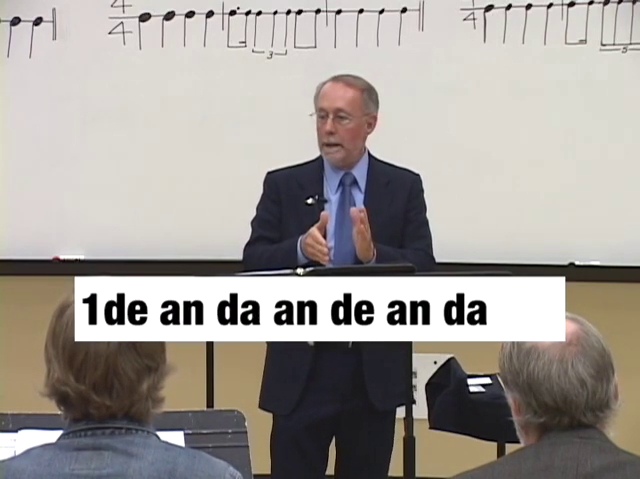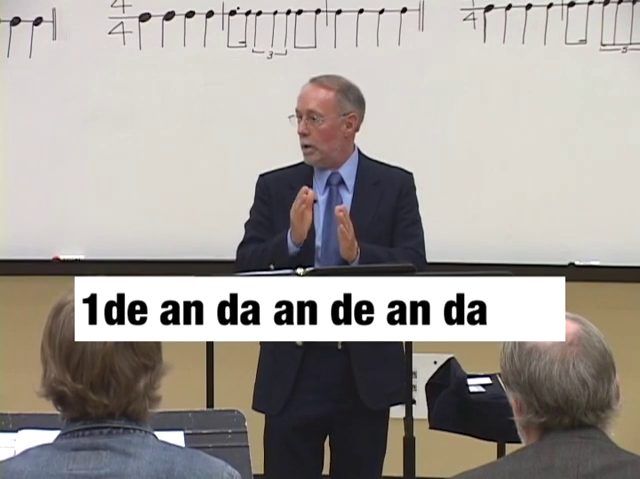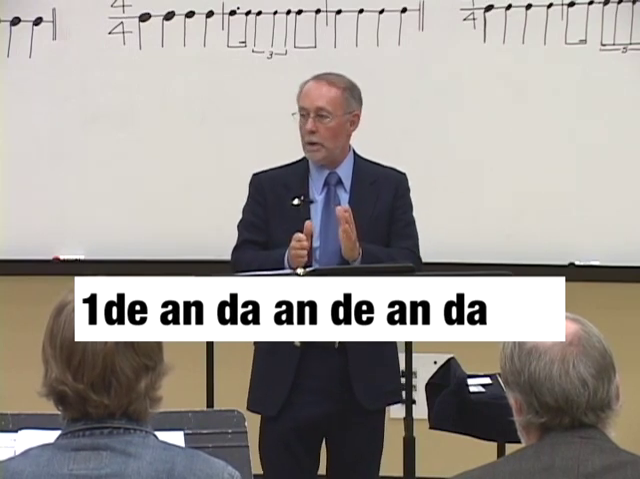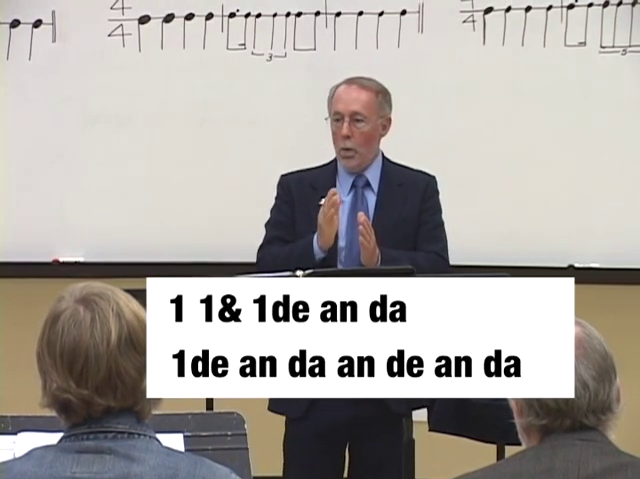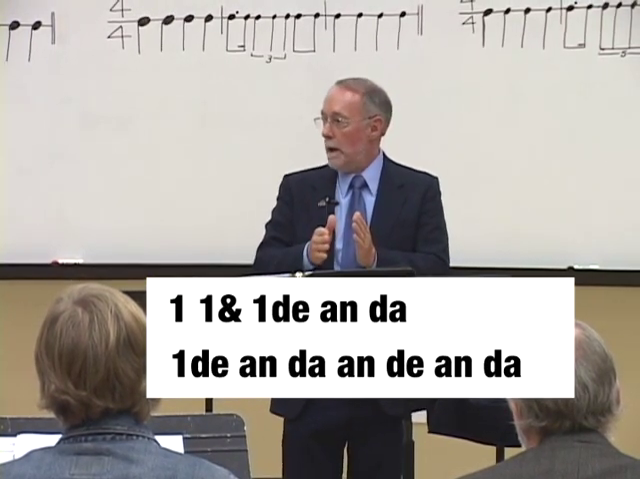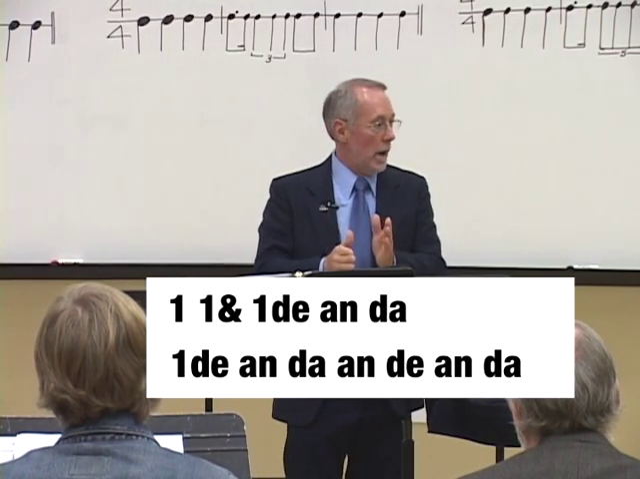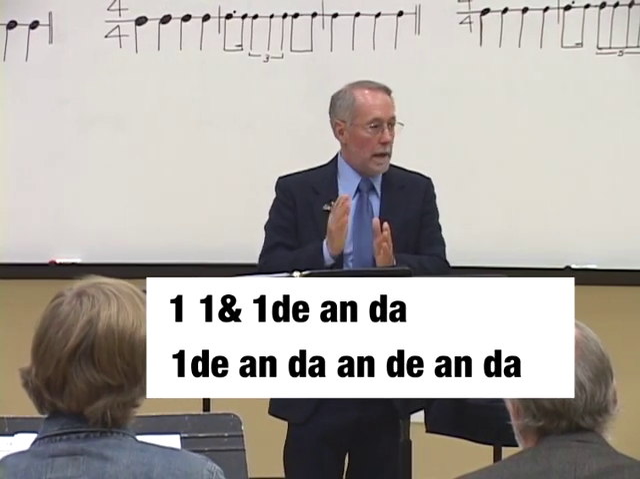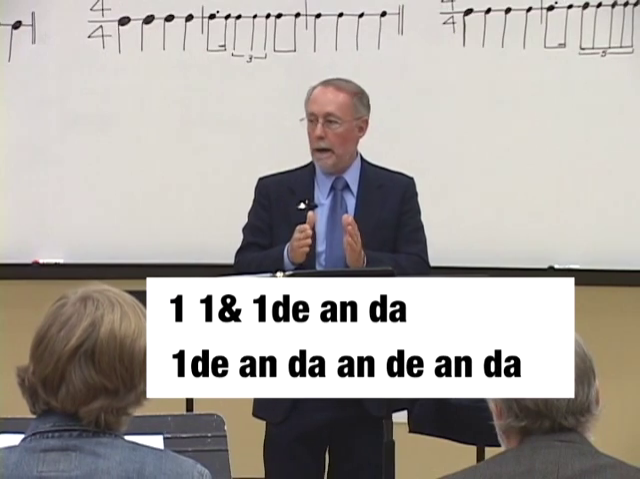Now I want a counting system for the 32nd notes. I'll keep the 1 and the and the same, I'll keep the D and the duh the same, but I'll add 1 D and duh and D and duh. Now I have a counting system for my 32nd notes. So my counting system becomes for that progression of the numerical origin, 1, 1 and, 1 D and duh, 1 D and duh and D and duh.